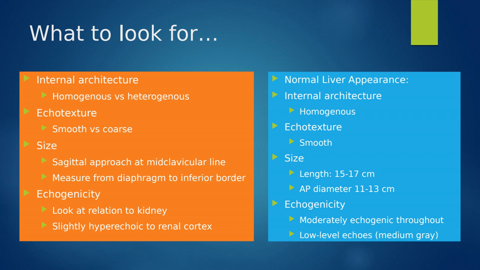So echogenicity for us, we want to see it moderately echogenic throughout. Again, homogeneous, medium shade of gray, slightly hyperechoic to that renal cortex.